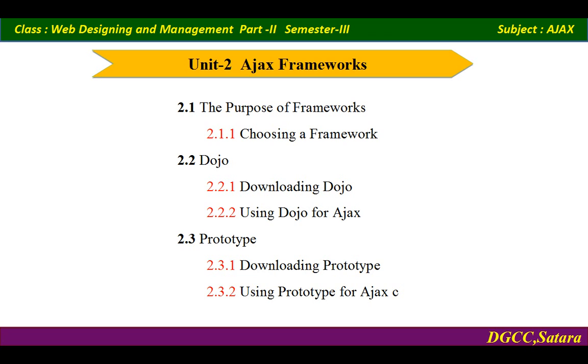Second point is Dojo. What is Dojo? Dojo is a toolkit which is an open source modular JavaScript library designed to ease the rapid development of cross-platform applications. Now, I come to the second point: how to download Dojo, and how to use Dojo in the Ajax.